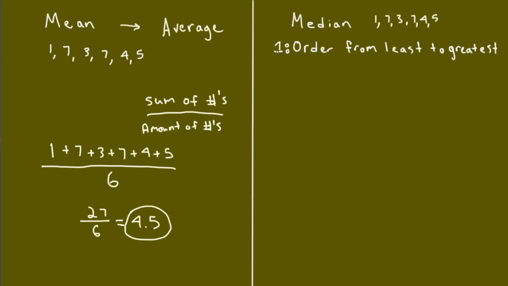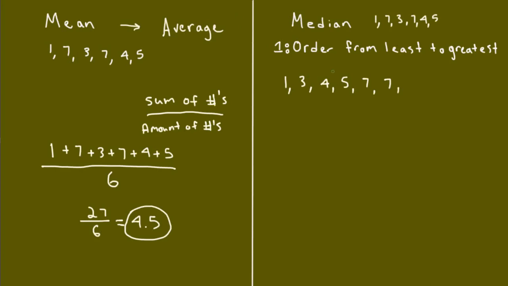So first, I recommend ordering your numbers from least to greatest. So let's order them 1, 3, 4, 5, 7, and 7. As you can see here, we have 6 numbers. Now normally, if we were trying to find the middle number, if we had an odd number, like if we had a 9 here, all we had to do was find our middle number, which is 5. But we can't really do that here because we have 6 numbers.